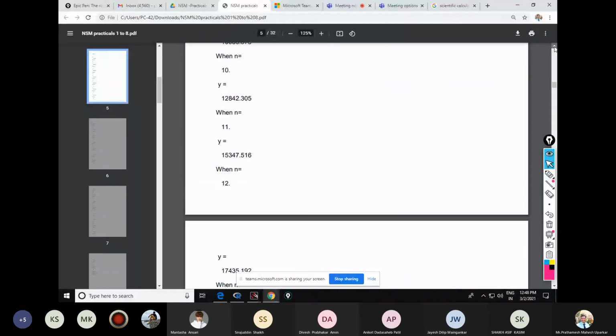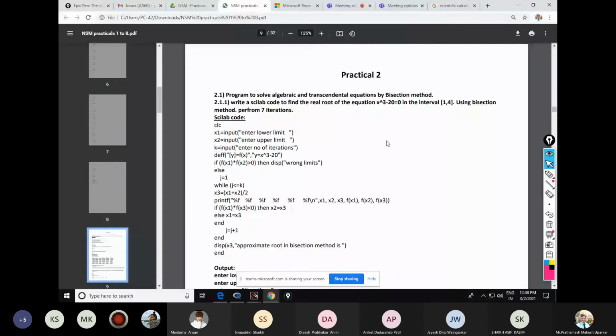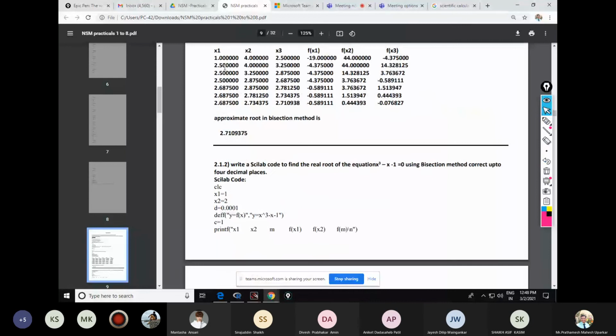I think my practical is on page number 9. See the output like this: x1, x2, x3, f of x1, f of x2, f of x3. The approximate root is 2.7109375. Okay. Now the second one.